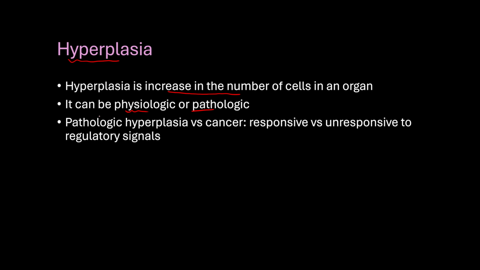Now, it is important to differentiate pathologic hyperplasia from cancer. Pathologic hyperplasia is responsive to the regulatory signal. If the signal stops, the hyperplasia stops. But cancer is unresponsive to the regulatory signal, meaning if the signal is cut, it will keep growing. And pathologic hyperplasia can progress to cancer, such as endometrial hyperplasia, which can progress to endometrial cancer.